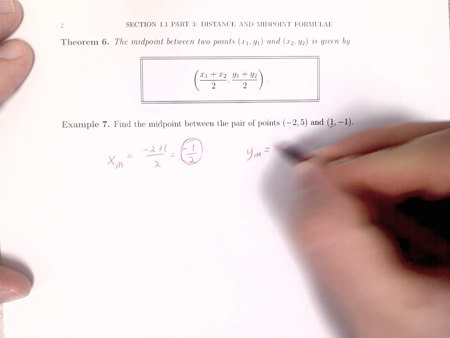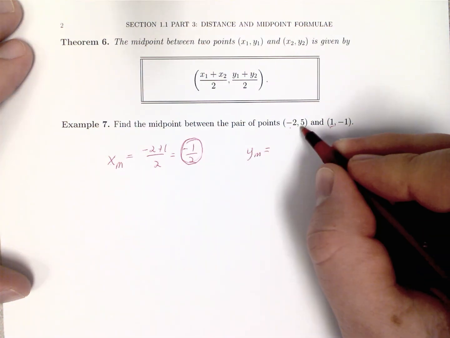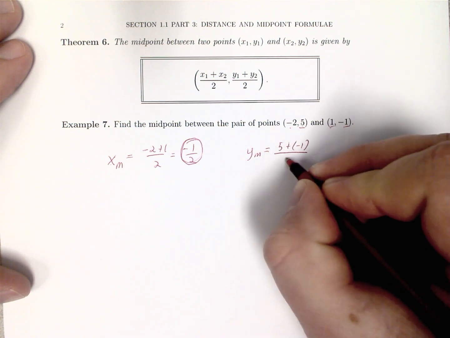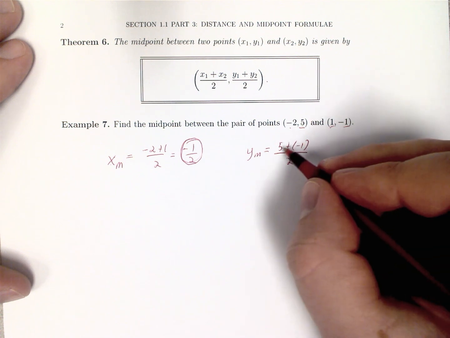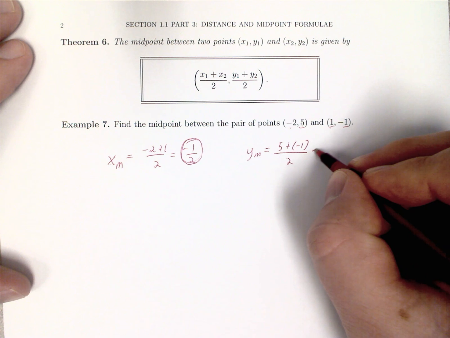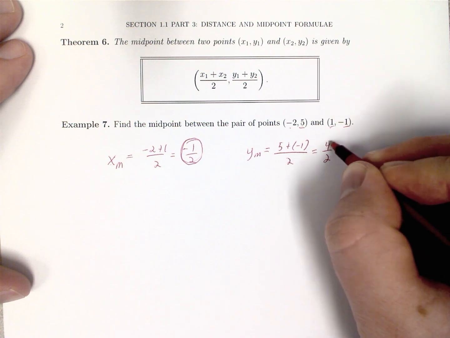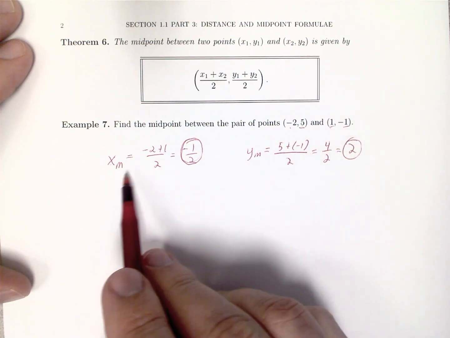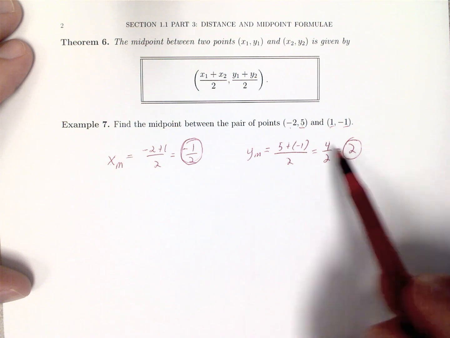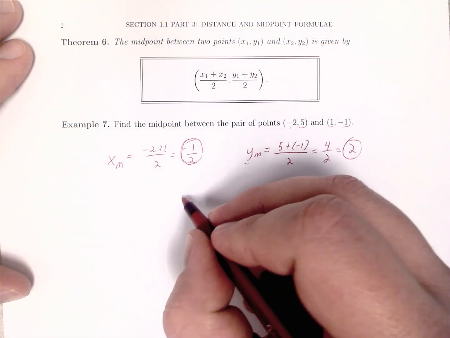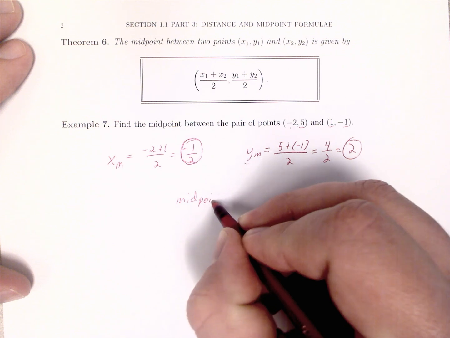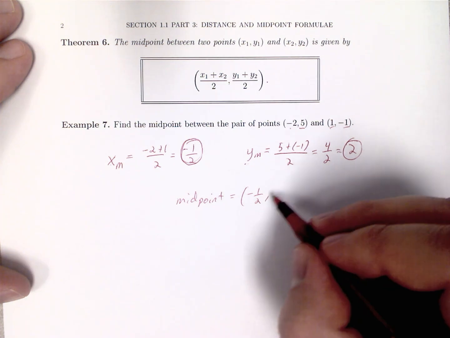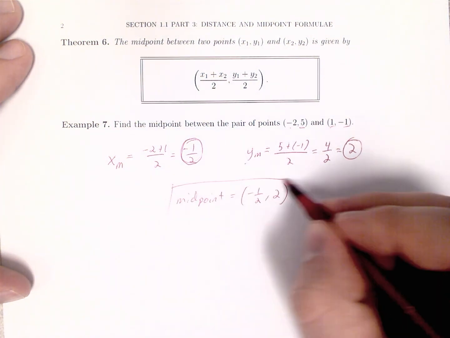Similarly, we can do this for the y midpoint. We just average the two y coordinates. So 5 plus negative 1, and then divide it by 2. 5 plus negative 1 is the same as 5 minus 1, which is 4. 4 halves is the same thing as 4 divided by 2, which is 2. So we now have the x coordinate of our midpoint and the y coordinate of our midpoint. So our midpoint is just the point with negative 1/2 as the x coordinate and 2 as the y coordinate. Box our answer.